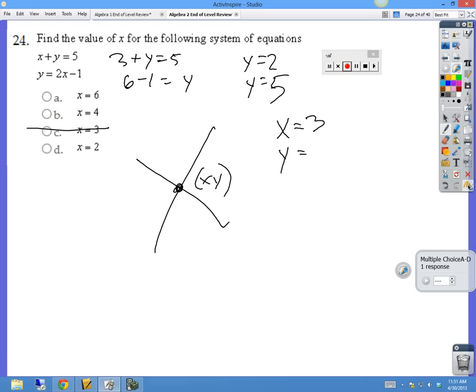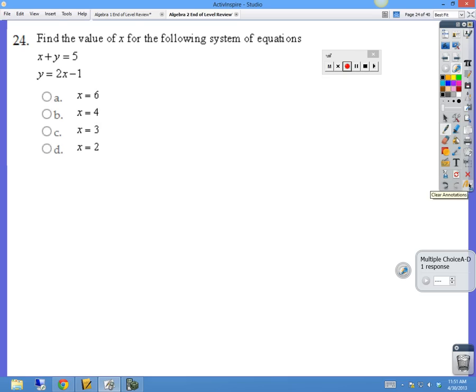So what one do you want to try next? What one is the answer? D? If you try 2, look at 2. 2 plus what number is 5? So y would have to be 3 on the top. On the bottom, 2 times 2 minus 1 is 3. That's it. It is D.